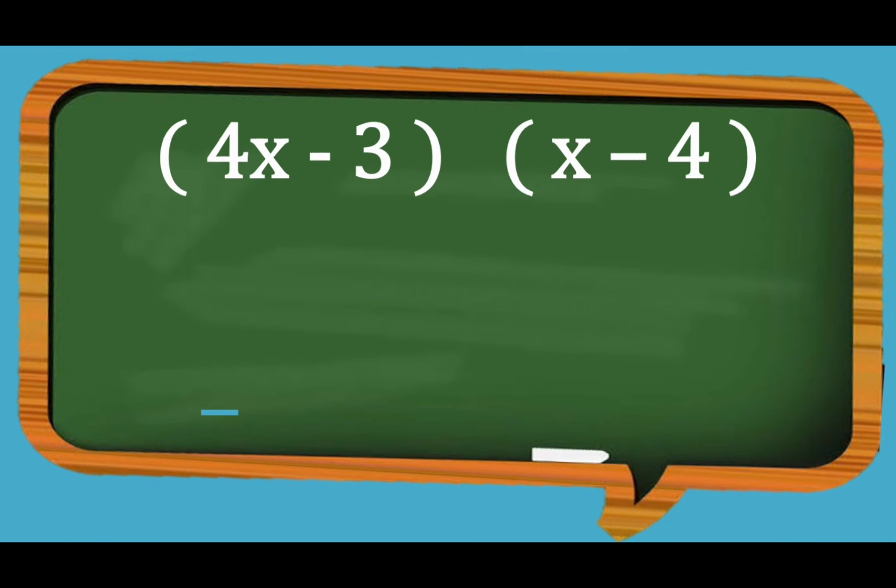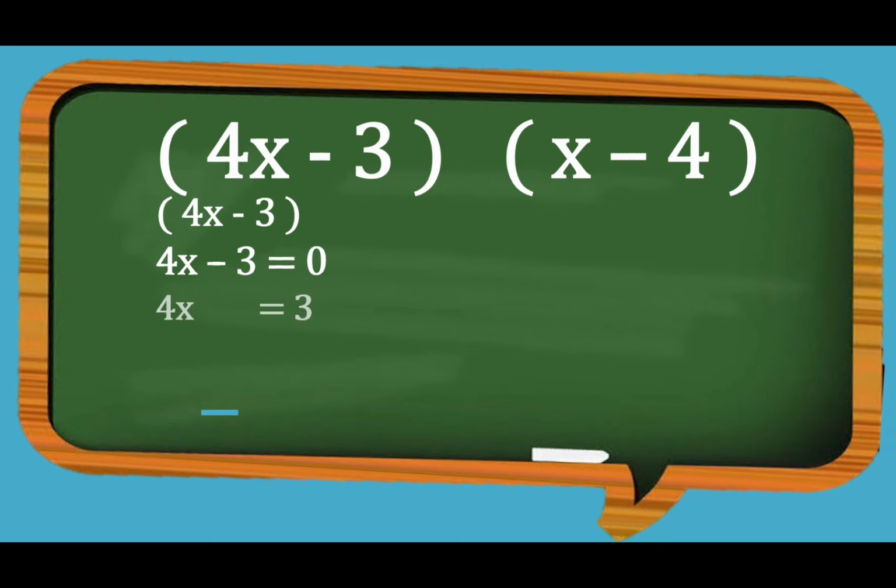After getting the factor, the next step is we need to find the value of x. But how are we going to find the value of x? First, we need to apply the zero product property. That is, equating the first factor to 0. We have 4x minus 3 is equal to 0.